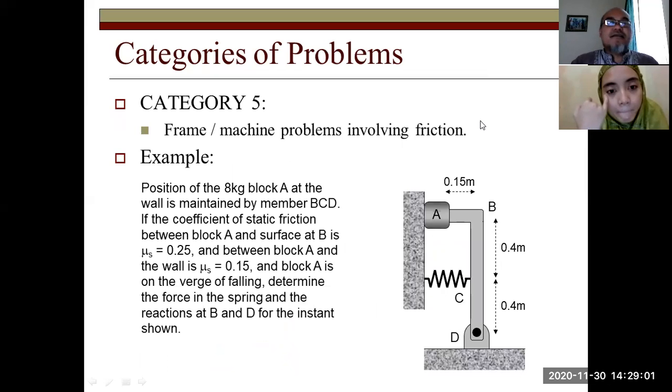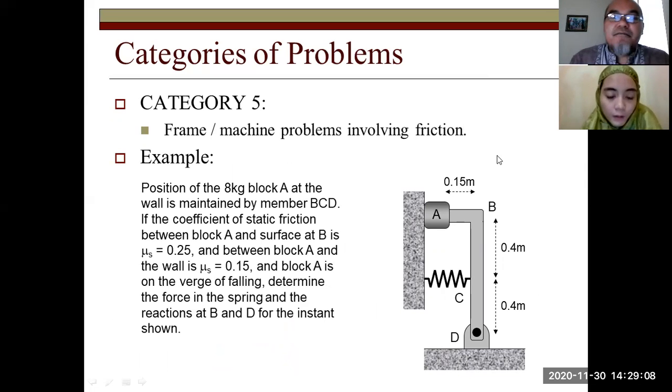Now the last category is category 5, when we have a frame or machine problem involving friction. The position of the 8 kilogram block A at the wall is maintained by the member BCD. The coefficient of static friction between block A and surface B is mu s equals 0.25, and between block A and the wall is 0.15. And block A here is on the verge of falling. It is just before it falls downward.